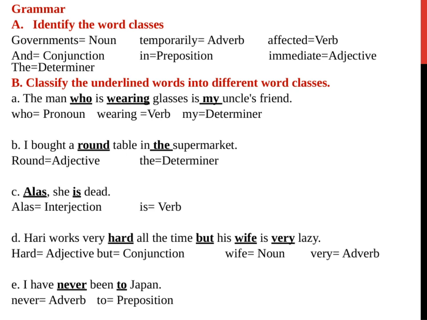Sentence C uses the last as an interjection to express emotion, and is as a verb showing a state of being. In sentence D, hard functions as an adjective describing effort, but connects contrasts and ideas as a conjunction. Wife is a noun, and very intensifies meaning as an adverb. Finally, in sentence E, never tells us about frequency as an adverb, and to introduces a prepositional phrase. Understanding these word classes helps us grasp how sentences are constructed and how words relate to each other.